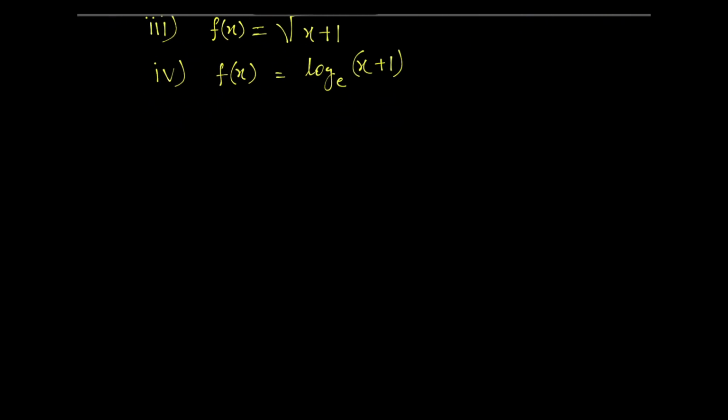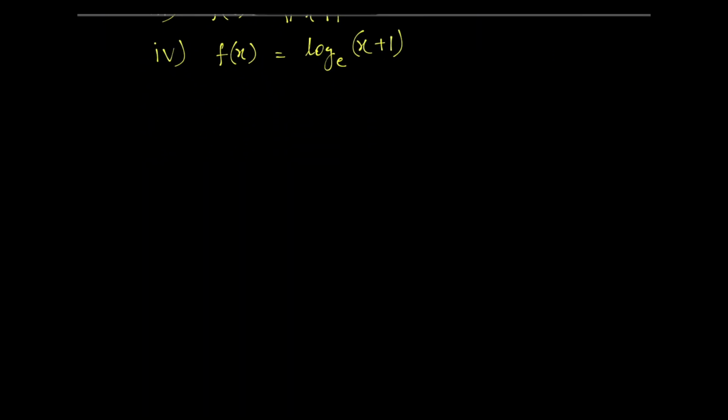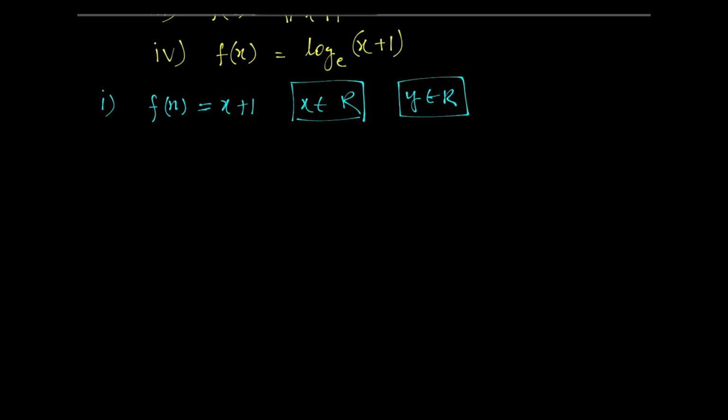The first question, f of x equal to x plus 1. Whatever the values of x are, let's say it is defined for all the real numbers. So the y value, that's nothing but f of x, is also defined everywhere. The set of values of x are said to be the domain values, and the set of values of y are said to be the range values.